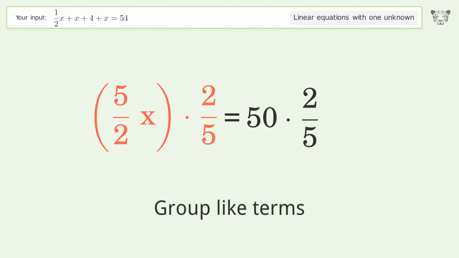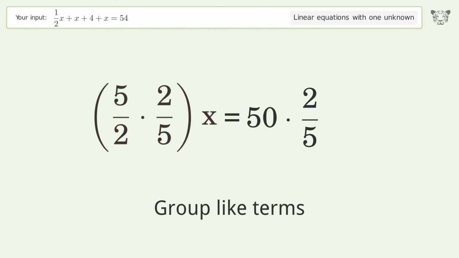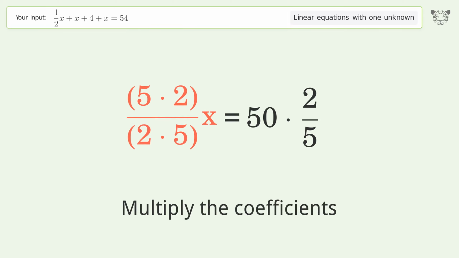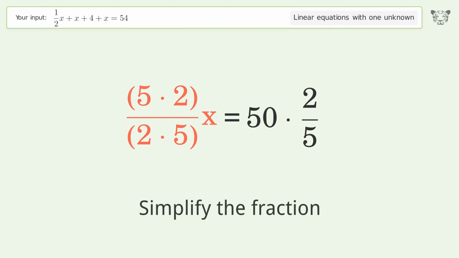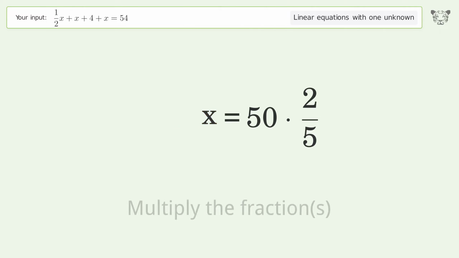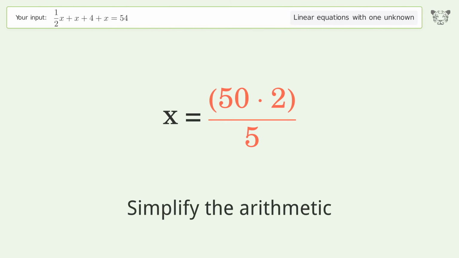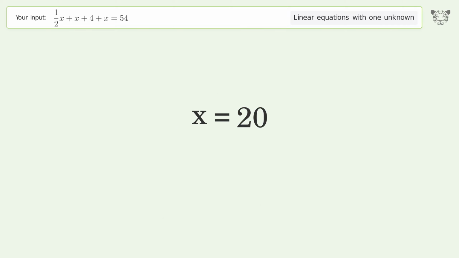Group like terms. Multiply the coefficients. Simplify the fraction. Multiply the fractions. Simplify the arithmetic. And so the final result is x equals 20.